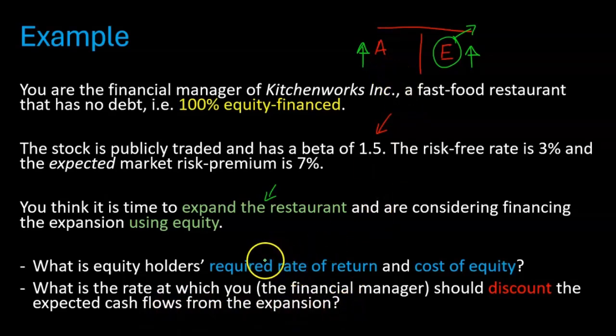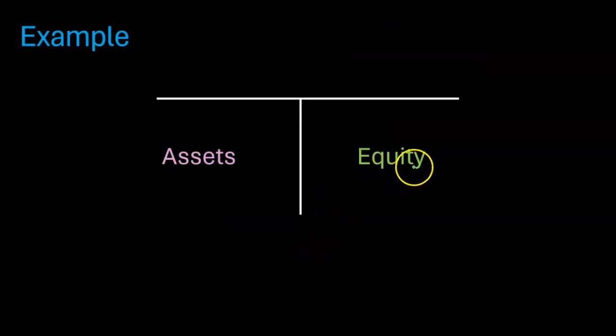Let's tackle the first one. Well, equity holders' required rate of return can be calculated using the capital asset pricing model. Why? Because in this particular case, equity holders are facing a certain amount of risk, which is captured by their equity beta of 1.5.